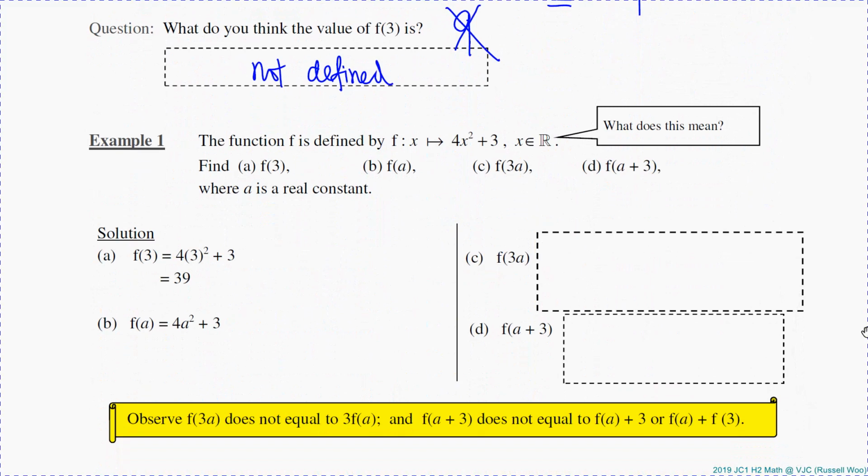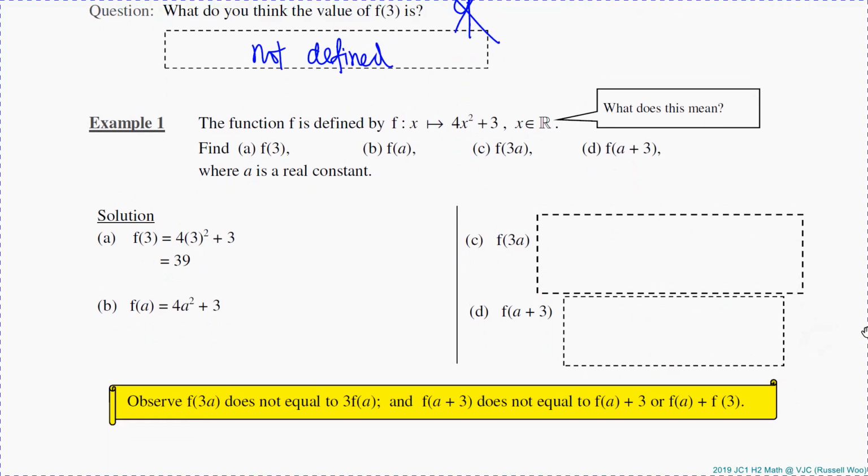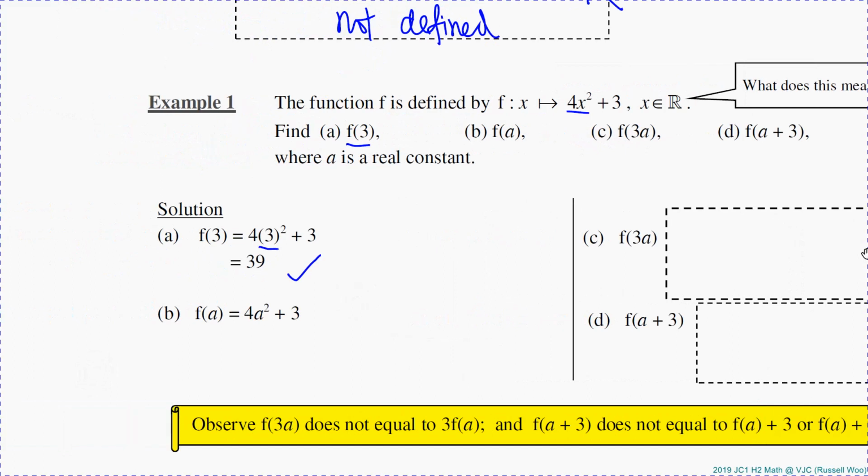Let's take a look at example 1. Now, part A tells us to find F(3). Not difficult, we just substitute x with 3 inside, you get 39. So far so good. I think this one all of us can do. What about F(a)? Simple, you just change your x to a, you will get 4a squared plus 3.